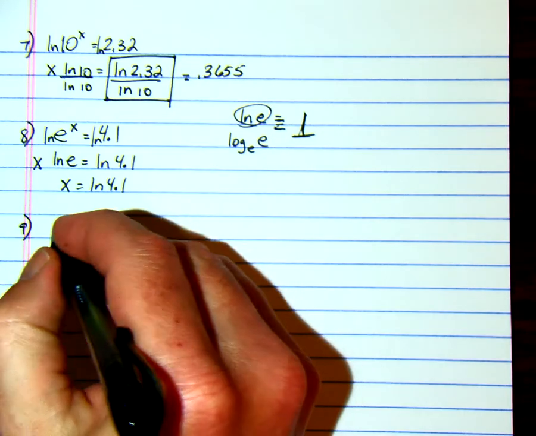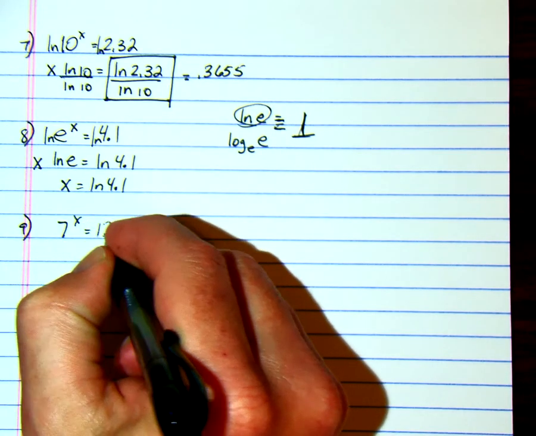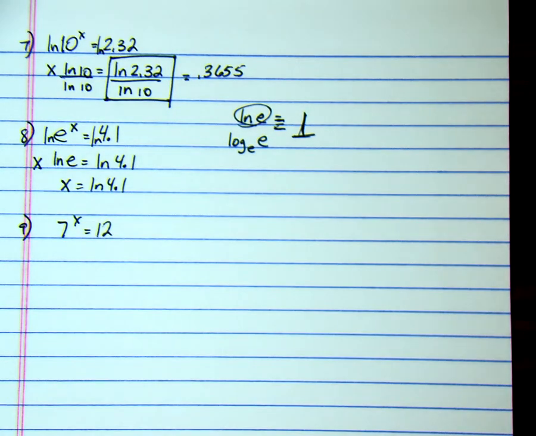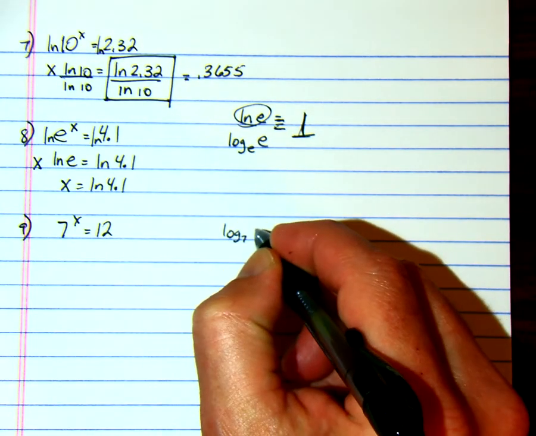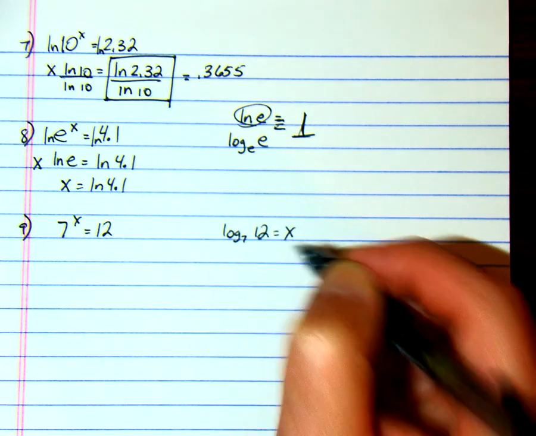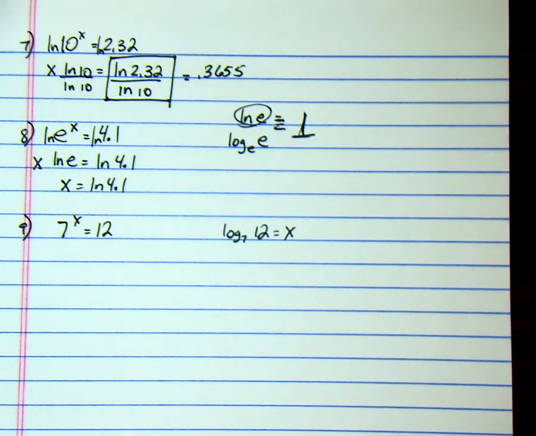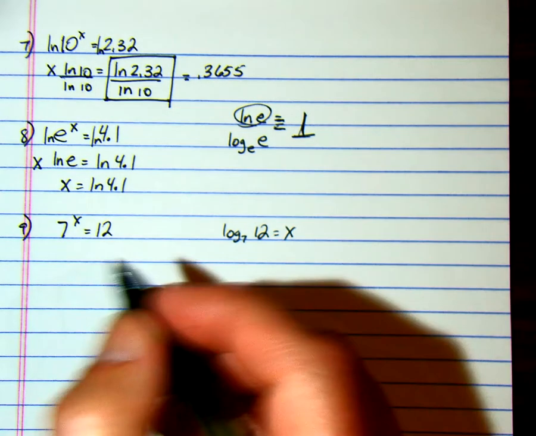It's another similar problem. We have 7^x is equal to 12. Again, it wants a solution set. In reality, what we could do is go with log base 7 of 12 is equal to x, and I could go to my calculator and get an answer and be done. However, MathXL wants your answer in the form of natural logarithms.